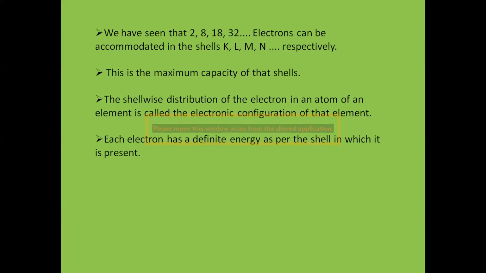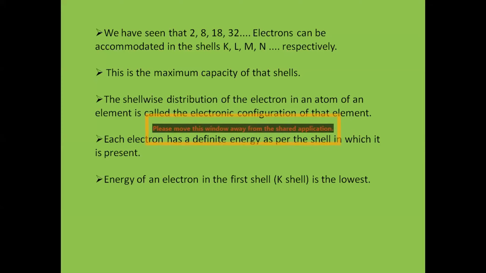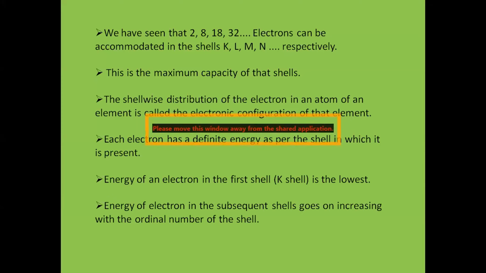Each electron has a definite energy as per the shell in which it is present. The energy of an electron in the first shell is the lowest. Similarly, the energy of the electron in the subsequent shells goes on increasing with the ordinal number of the shells. Here the important point which you need to remember, or you can even write it down, is the third point, which is the definition of electronic configuration. The shell-wise distribution of electrons in an atom of an element is called the electronic configuration.